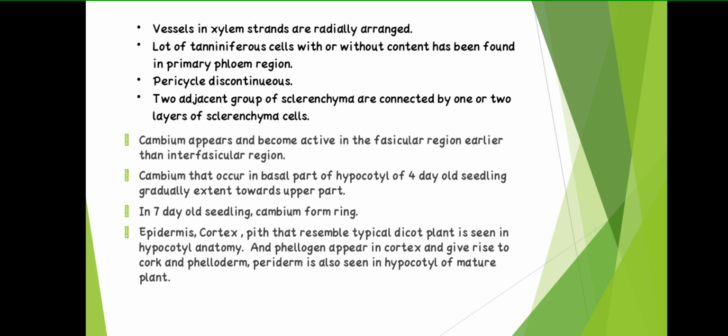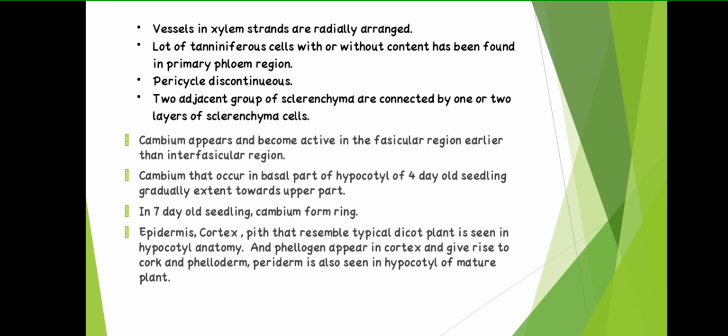Two adjacent groups of sclerenchyma are connected by 1 or 2 layers of sclerenchyma cells, and cambium can also be seen. The cambium appears and becomes active in the fascicular region earlier than the interfascicular region. That is, the cambium becomes active in the fascicular region first when compared with the interfascicular region.